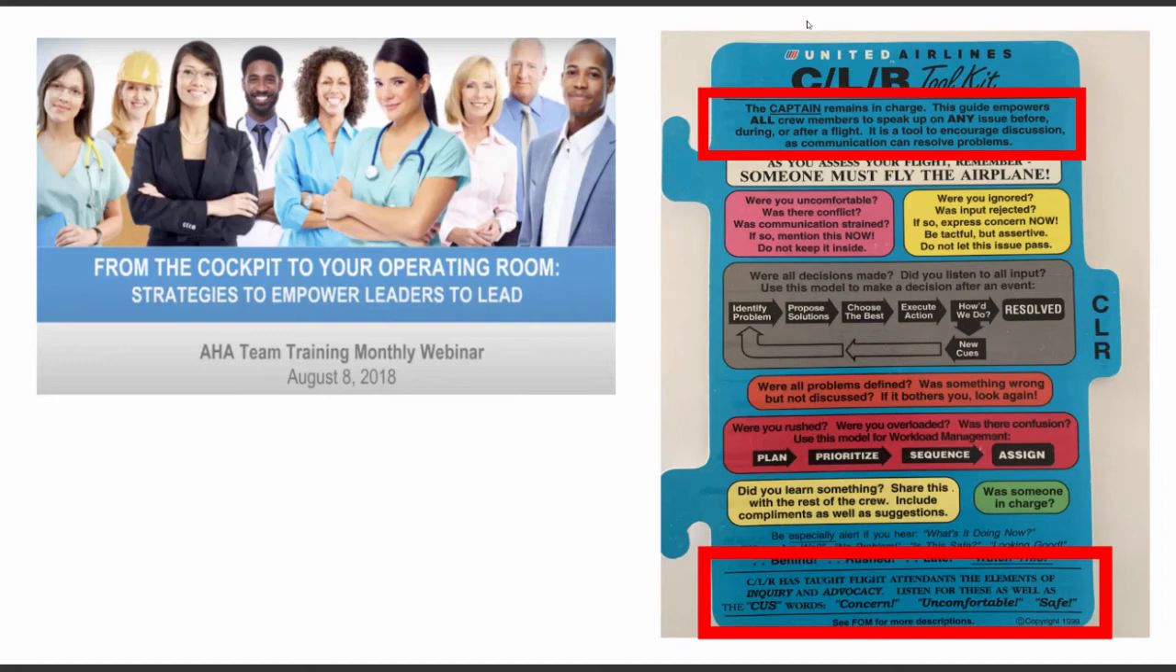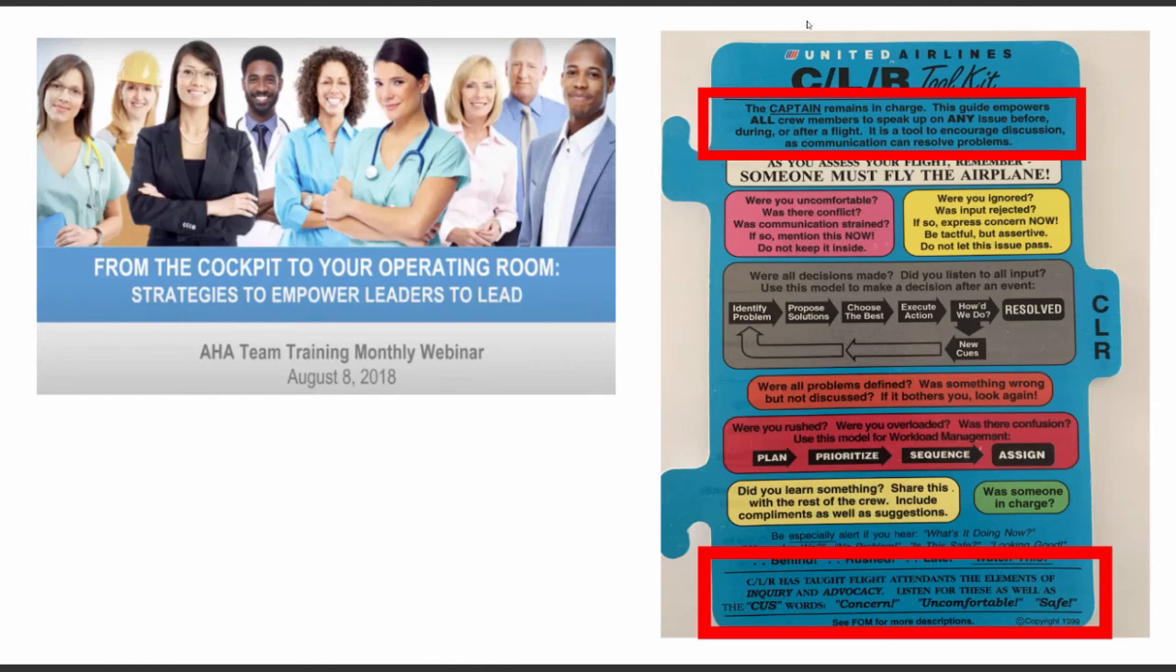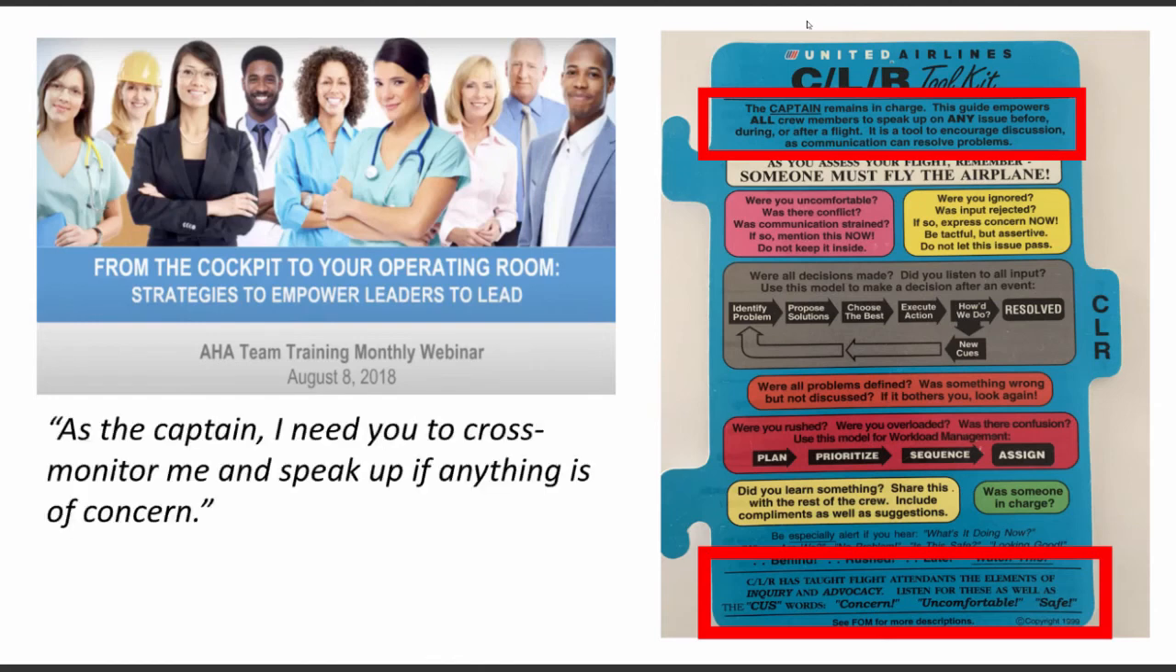And the bottom part, about the cuss words that we're all very familiar with in TeamSTEPPS, was really the importance of having an understanding of that shared language, which allowed everybody to have that mental model. So technically, it took the narrative, the old definition of being a captain or a leader, which says, "I am the captain. I need you to listen, do your job, and do what I tell you." It went from that place, which is maybe where Captain Van Zanten had come from in his culture, to creating a different culture where, as Sully and Jeff were depicted, as a captain, I need you to cross-monitor me and speak up if anything is of concern.